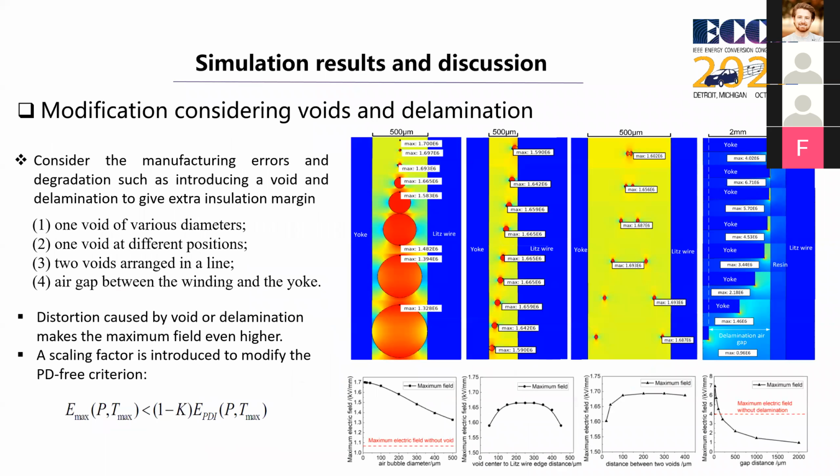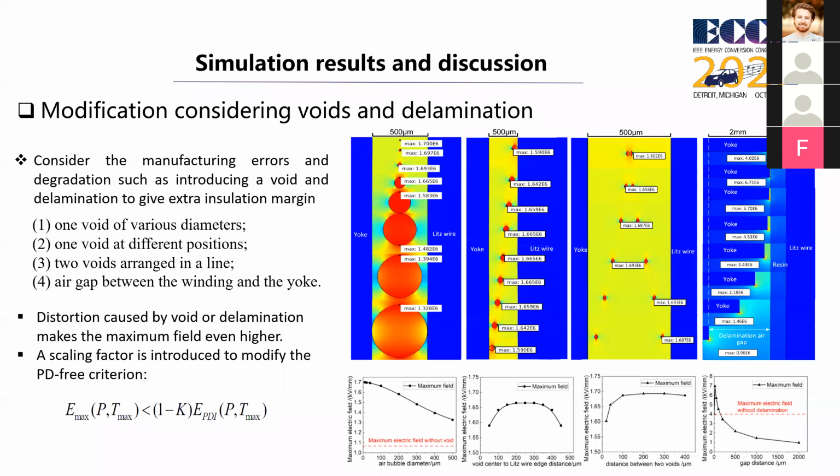However, the simulation above cannot reflect the real situation because manufacturing errors and insulation degradation may introduce voids and delamination, which will distort the local electrical field. So 4 sets of simulation are analyzed. We consider the size, the position, and the amount of the voids and the air gap introduced due to delamination.